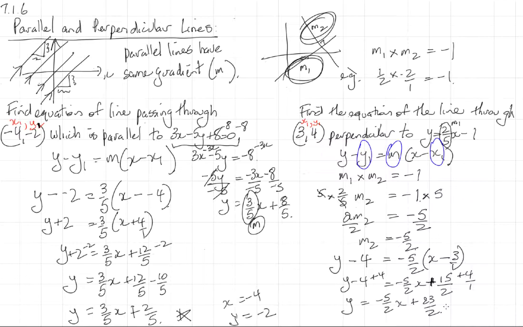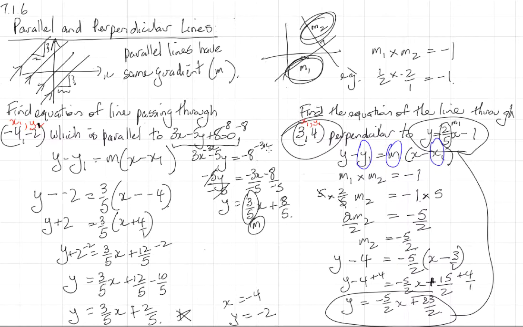Alright, so there's the equation of the line. This line here is perpendicular to that line, and it certainly passes through 3, 4. You can do the substitution in, put 3 in for x. That's a 23 there. Put x equals 3 in there and work it out, and you'll find that y is equal to 4. Certainly when you multiply the gradients, 2 on 5 times negative 5 on 2, you're going to get negative 1 when you multiply those two together.